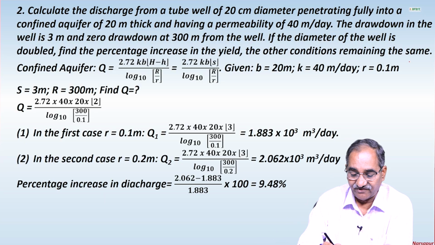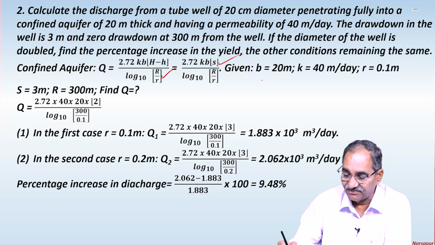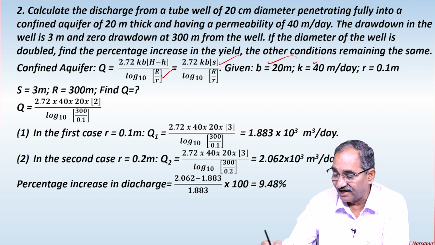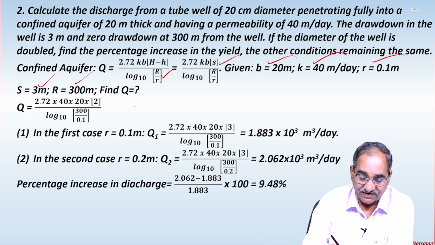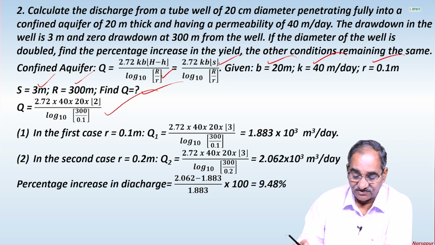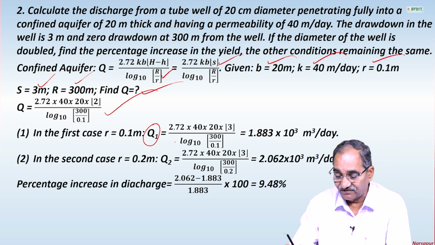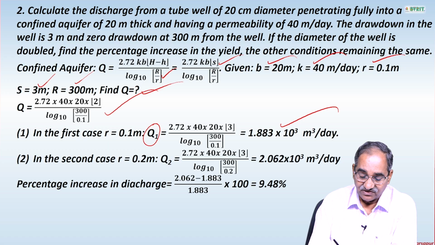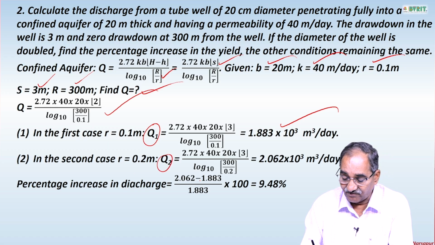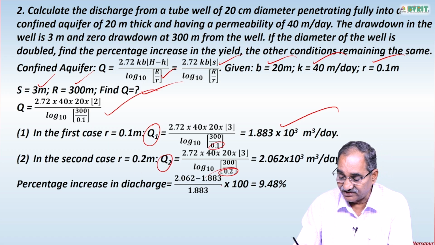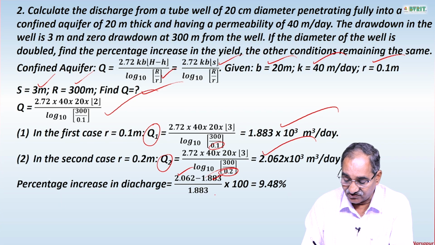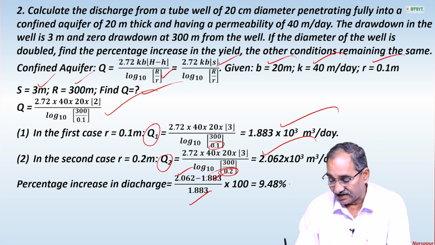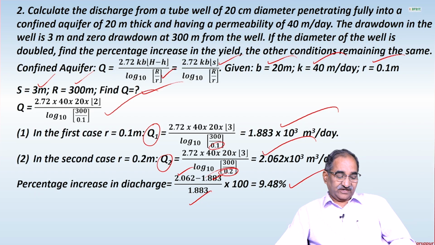So now, confined aquifer, same equation. B is known, K is known, R is given. S is given, capital R is given. Find Q. So this is what I have found. So Q1 is equal to this. Any doubt? Q2 is equal to, instead of 0.1 here, it is 0.2 here. So Q2 is here. Percentage increase is Q2 minus Q1 divided by Q1 into 100. This is 9.48. Very simple thing actually.